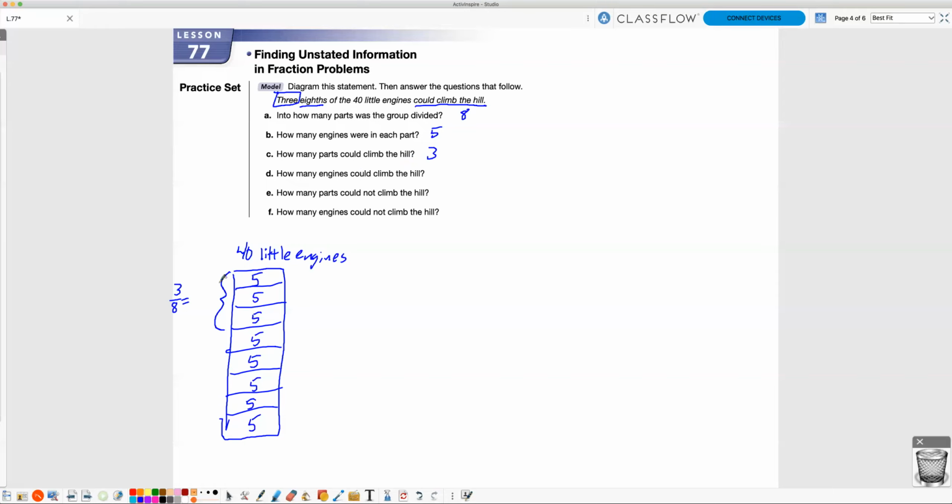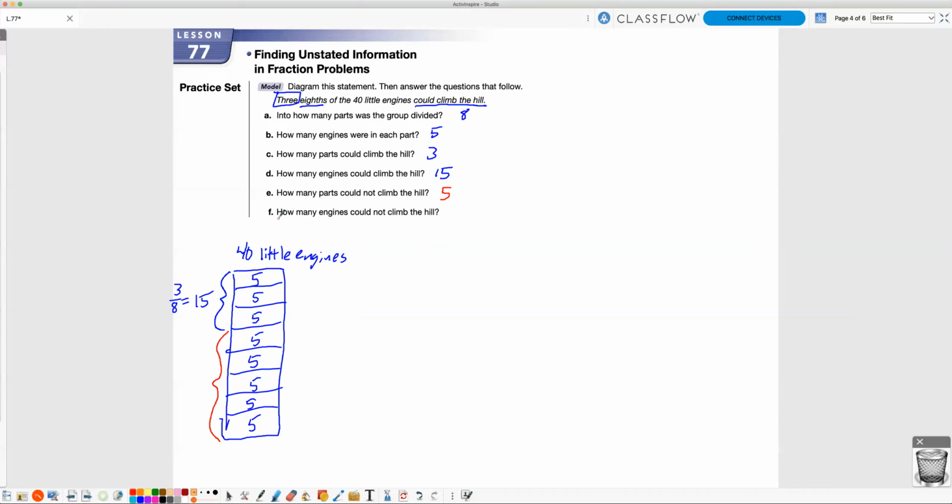Letter D, how many engines could climb the hill? So how many actual engines is 3/8 of 40? Well, if you count them up, you got 5, 10, 15 right there. So that means that's the number that could climb the hill. Letter E, how many parts could not climb the hill? So the other parts would be all of these others that represent the ones that cannot climb the hill. So we've got 1, 2, 3, 4, 5 parts could not climb the hill.